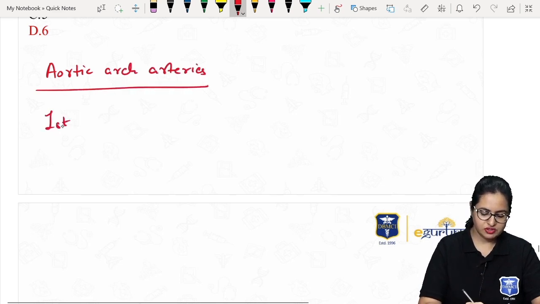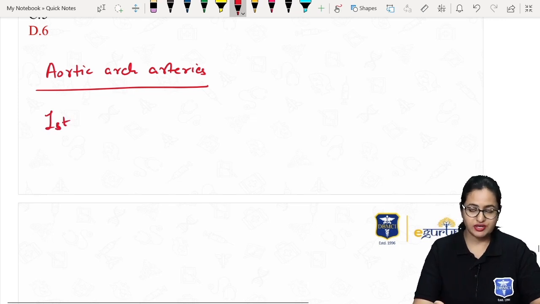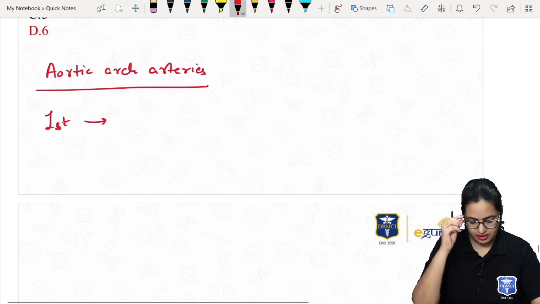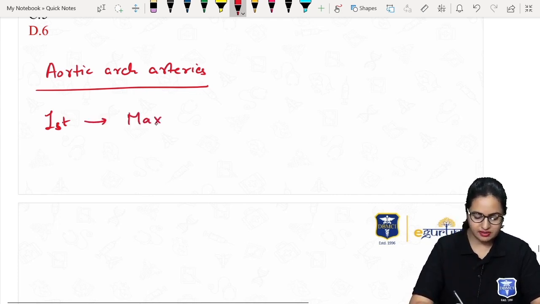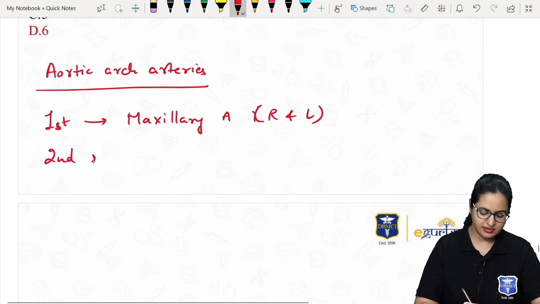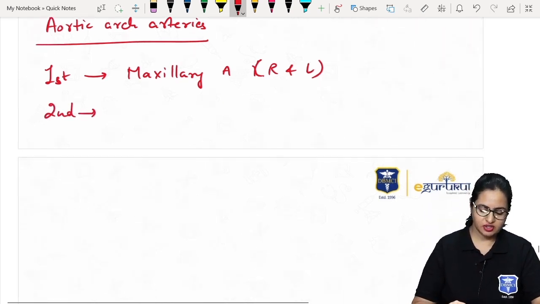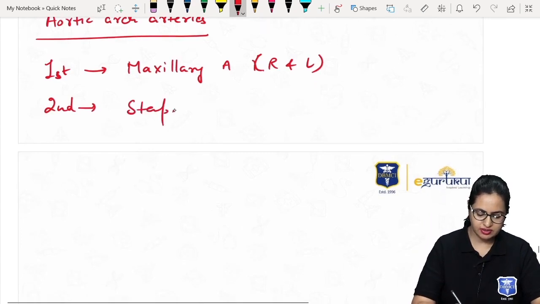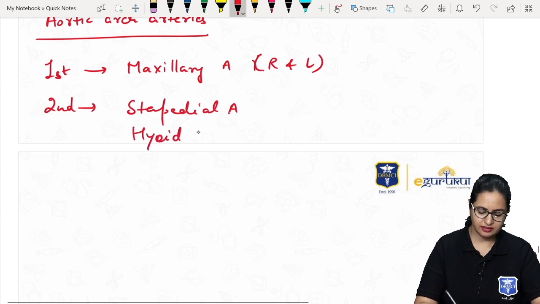the first pharyngeal arch artery, or the first aortic arch artery, gives rise to the maxillary artery on the right as well as the left side. So the right and the left both give rise to the maxillary artery. The second arch artery gives rise to the stapedial artery and the hyoid artery, again on both sides, right and left.